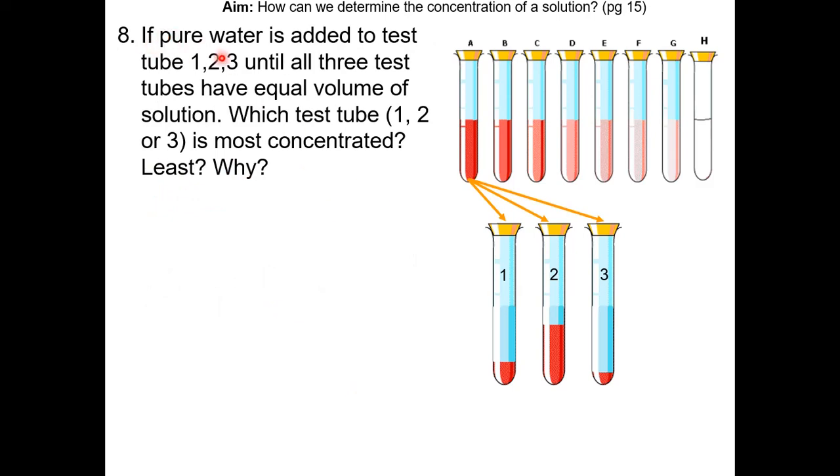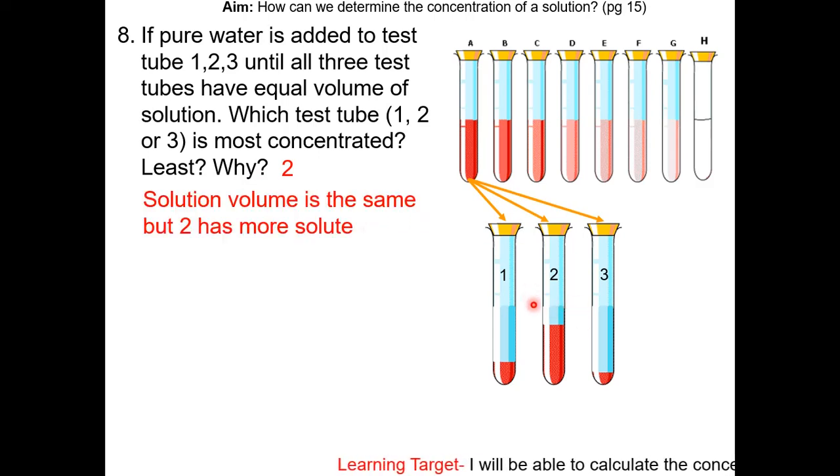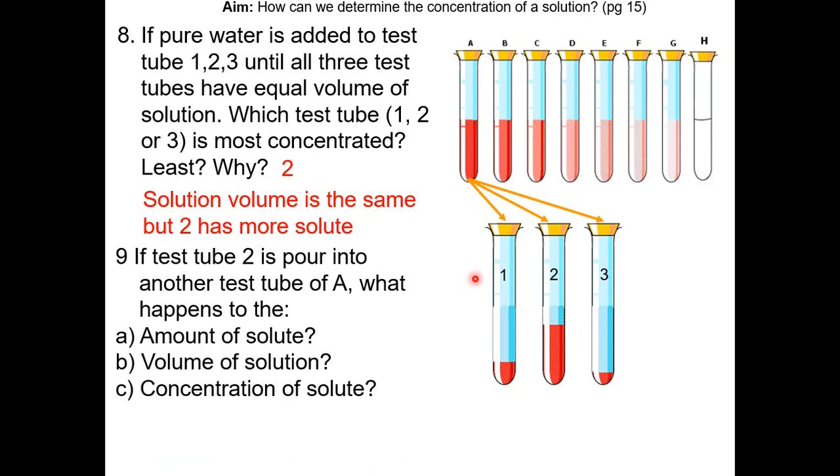Question 8. If pure water is added to test tubes 1, 2, and 3 until all 3 test tubes have equal volume of solution, which test tube 1, 2, or 3 is the most concentrated, least concentrated, and why? Test tube 2 will be the most concentrated, test tube 3 will be the least concentrated. Test tube 2 is the most concentrated because it has the most solute even though the solution volume is the same.